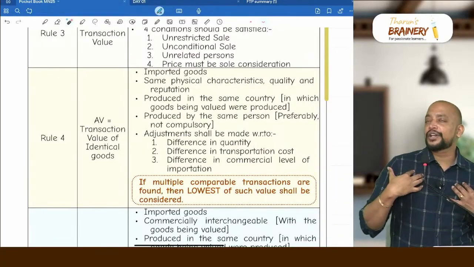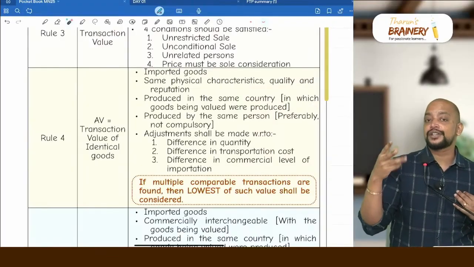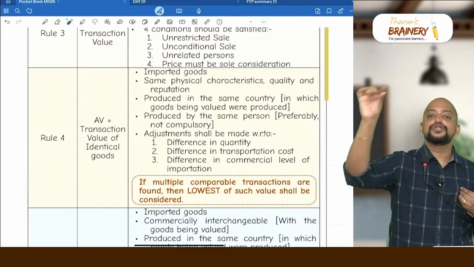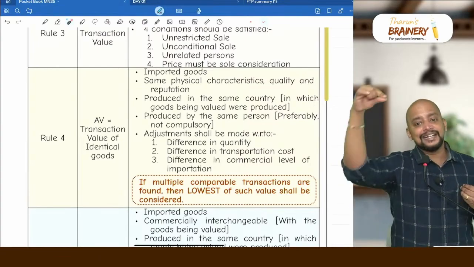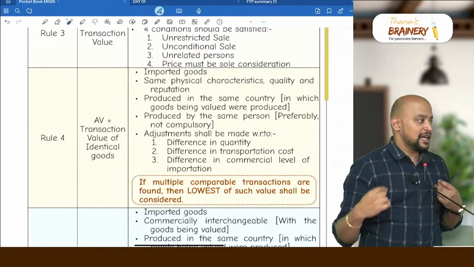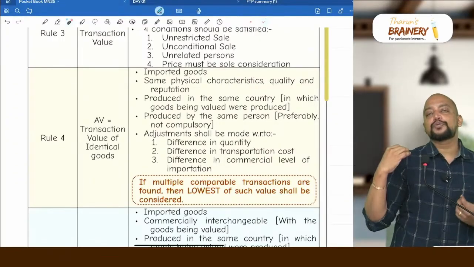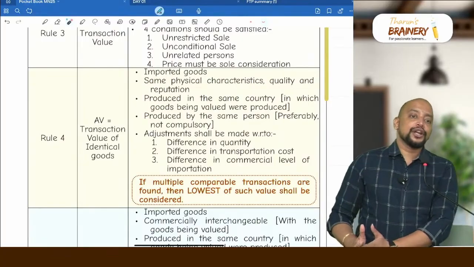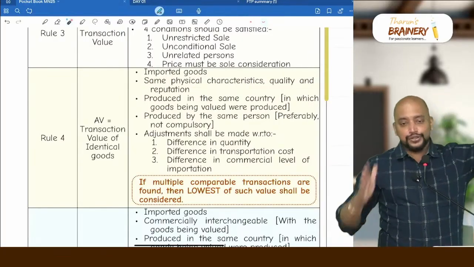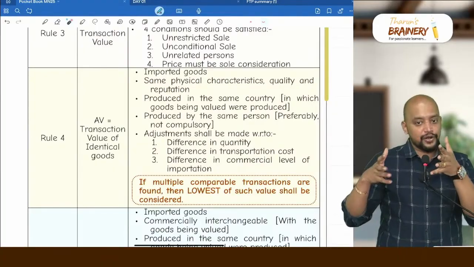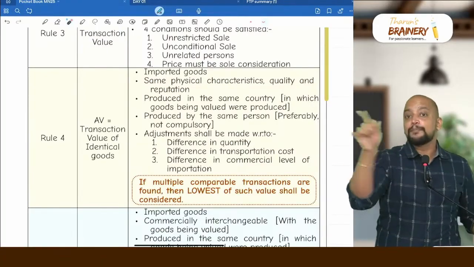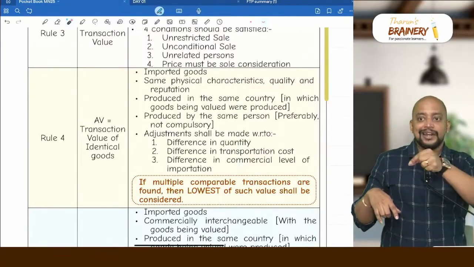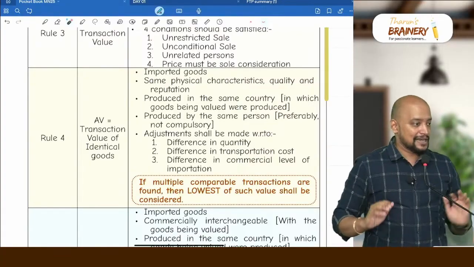Say for example, I am importing 10,000, you are importing 5,000. Had you imported 10,000, you would have got a discount of 10%. Means whatever price at which you have imported, minus 10%, should be taken as the comparable value. Then next, difference in transportation cost. For example, I am importing to Chennai and you are importing to Surat, and from Surat to Chennai there will be extra transportation cost. Whatever cost at which you have imported plus the usual freight and insurance from Surat to Chennai will be added, then only it will become directly comparable.